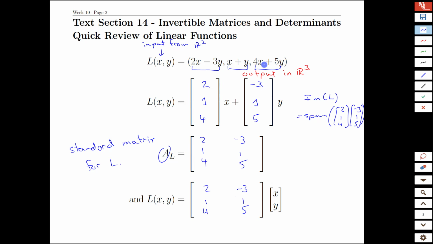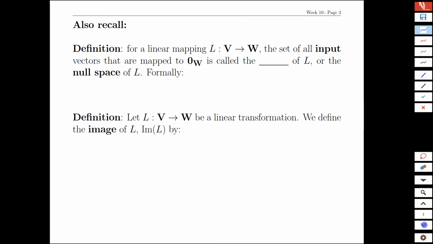Here is a very specific concrete example. Let's look a little bit more at a general case. So if we have a linear map from one space to another, we had some nomenclature that went with that. The set of all input vectors that are mapped to the 0 value, the 0 vector in the output, is called the, think about it for a moment, hopefully yes, the kernel of L.